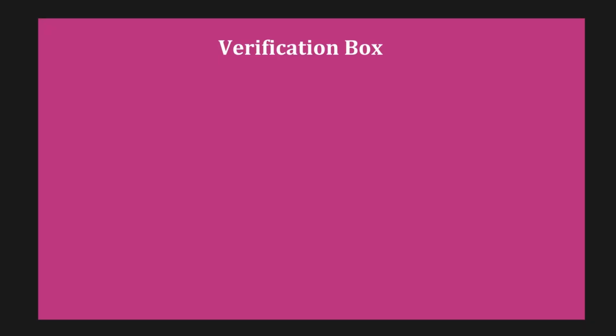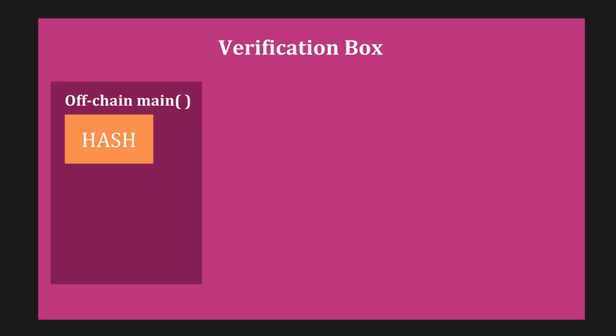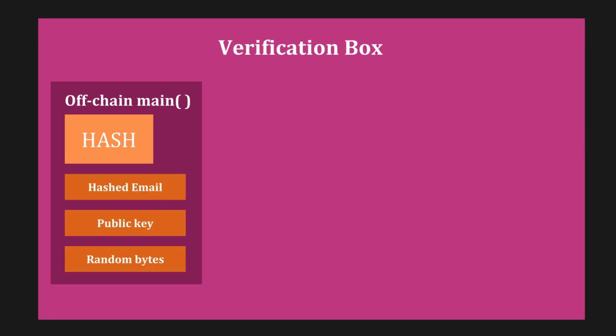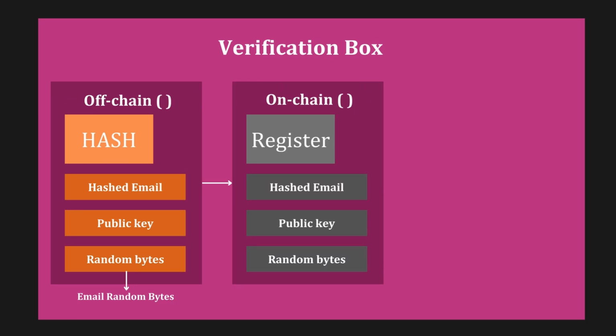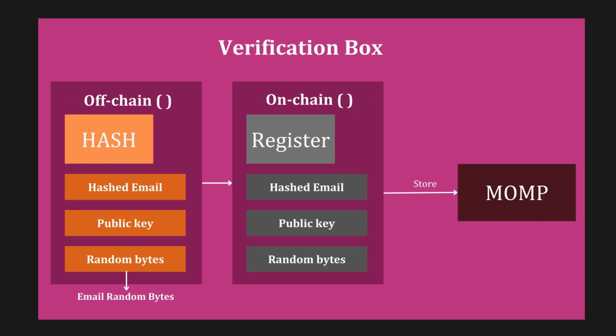Before moving forward, we need to understand how on-chain email verification works. We first create a hash off-chain of the required parameters. We hash the email and public key, and then the hash of all three parameters is sent to the smart contract. We also email the random bytes to the user. All of these parameters are then sent on-chain, stored in the smart contract, and later verified by the user with the OTP that was sent to the user's email before.